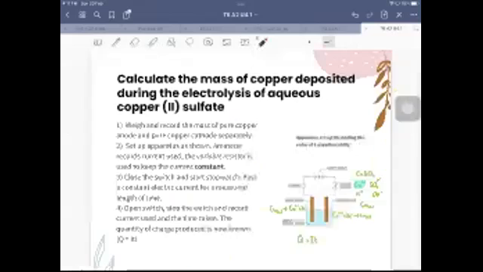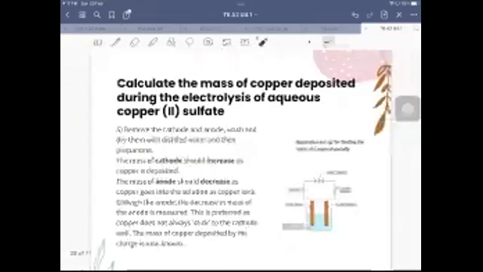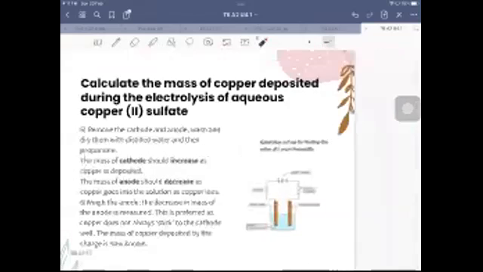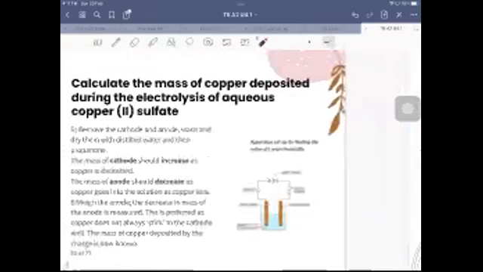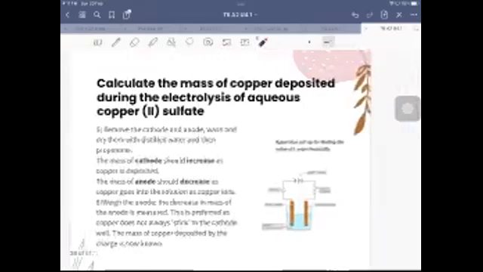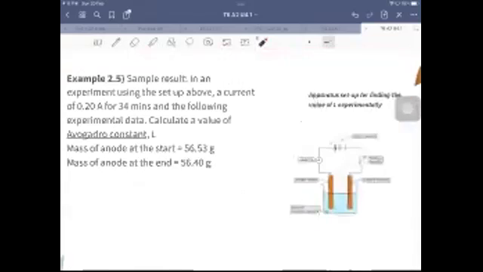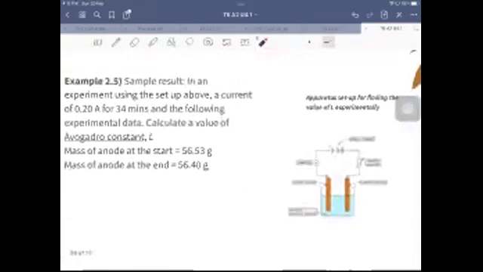Okay, so those are the procedures. Those are the steps, sorry. And we are now going to actually use the data that we found from the electrolysis experiment to find what L is. Okay, so here's the information.